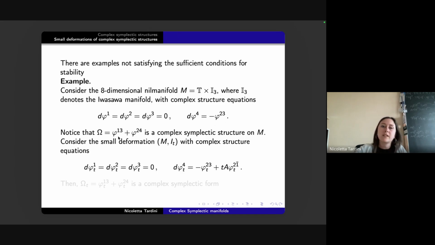And we considered this small deformation. Here we wrote down directly the complex structure equations for the deformations. And it turns out that, again, we have a complex symplectic form along this deformation. So this omega t, again, is complex symplectic, okay?